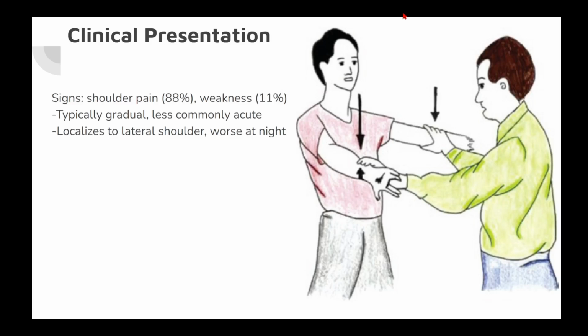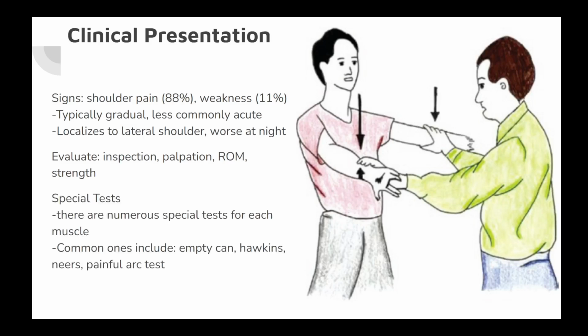On clinical presentation, the vast majority of patients have shoulder pain. They may have weakness, especially if they have a complete tear, typically gradual, localized to the lateral shoulder, worse at night. You want to do your typical shoulder exam, right? You want to inspect, you want to palpate, you want to do good range of motion testing and strength testing because your differential remains broad even though you suspect rotator cuff initially.